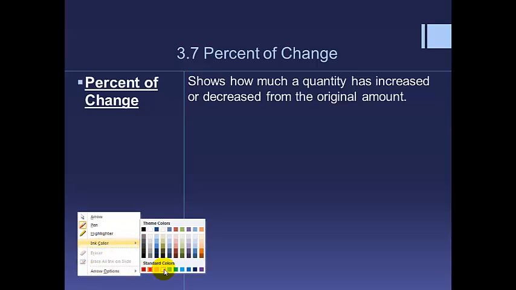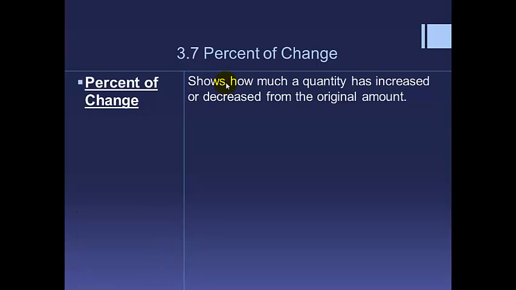So let's look at a couple of things. It shows how much a quantity has increased or decreased from the original amount. In that last example, we had a shirt for $14.50, and then I gave it a markup of 140%. So I knew how much the percent of change was. But for this one, we're going to be given the original price and the new price.